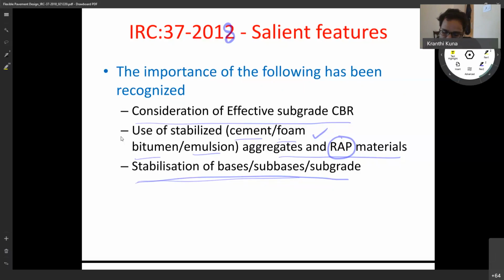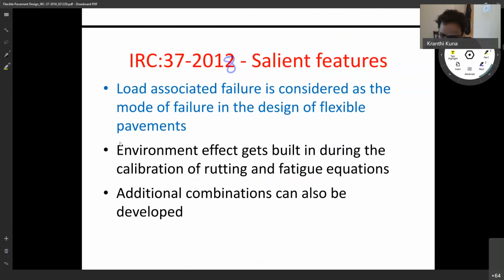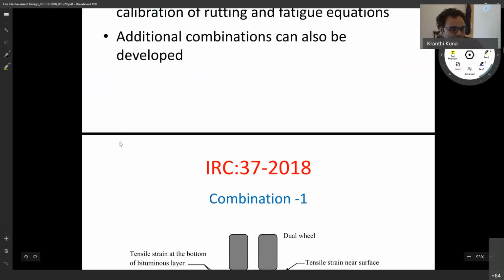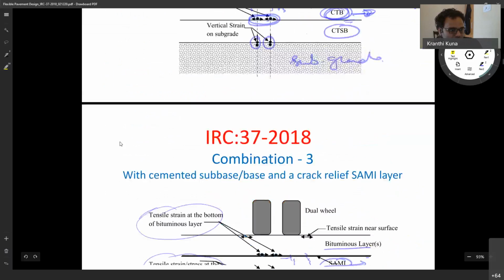Load associated failures is considered as a mode of failure in the design of flexible pavements. We have discussed that. Environmental effects are built into the rutting and fatigue equation. So when the fatigue and rutting models are calibrated, these environmental effects were automatically considered. You can mix and match different combinations, using any layers, any materials we have discussed so far.